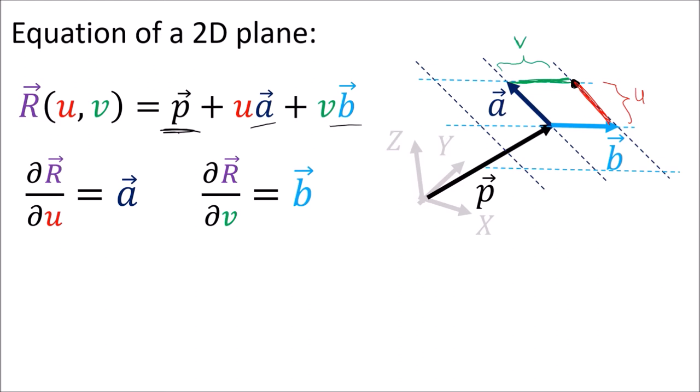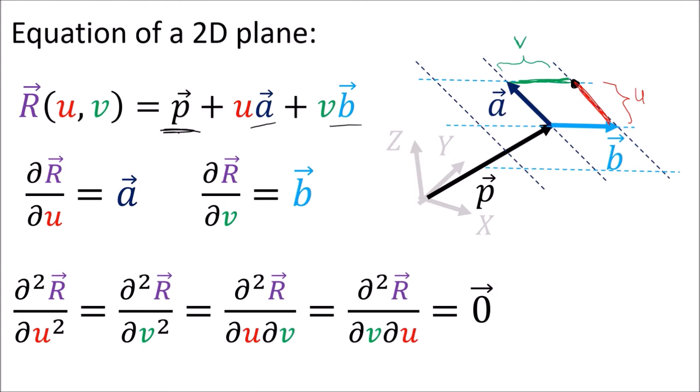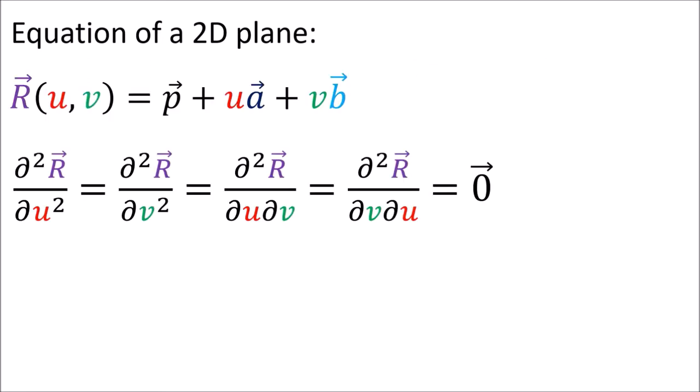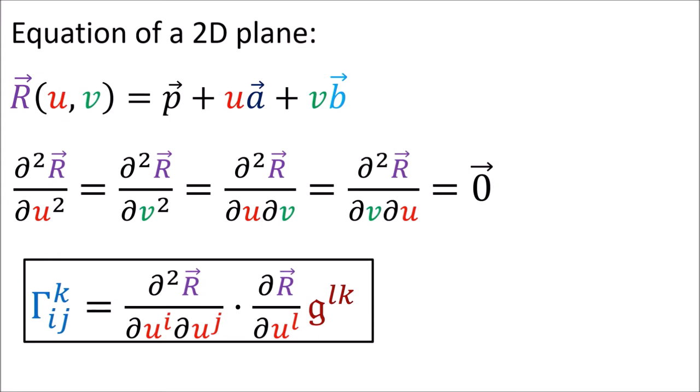And given these first order derivatives, which are constants, the second order derivatives would just all be equal to the zero vector, since the rate of change of a constant is zero. So all these second order derivatives are equal to zero. Now let's take a look at the formula for the Christoffel symbols.